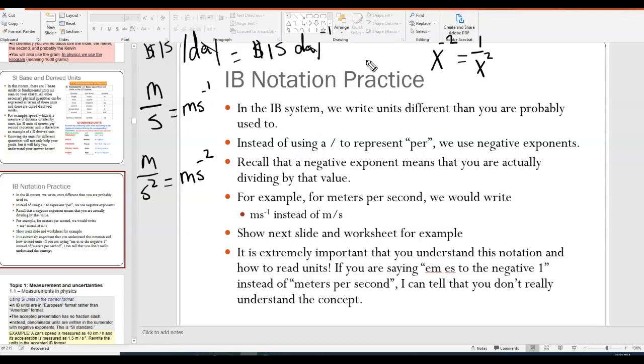I never ever saw that in college. That's completely a European thing. It's not like a more advanced way of doing it. It's just a different way of writing it. I'm not really sure why they do it, but that is how units are written in IB Physics.